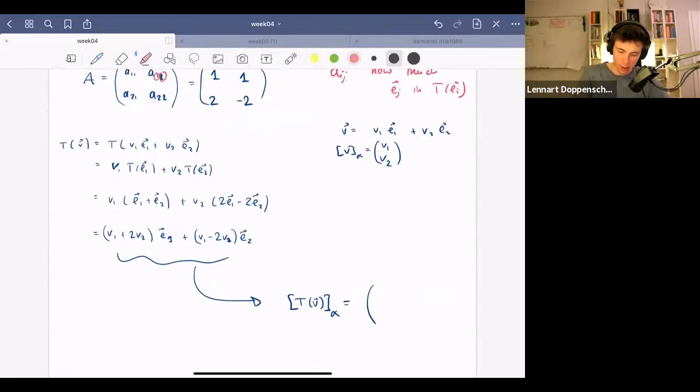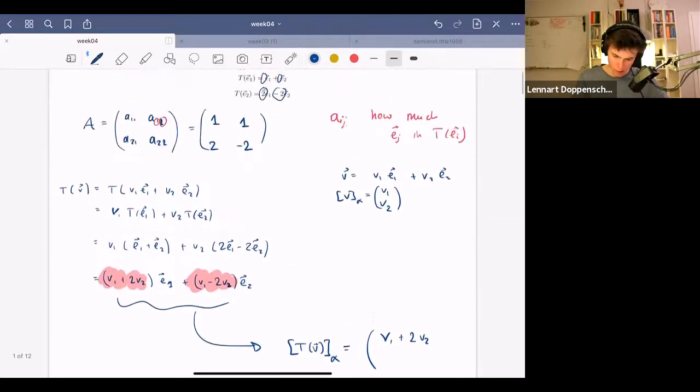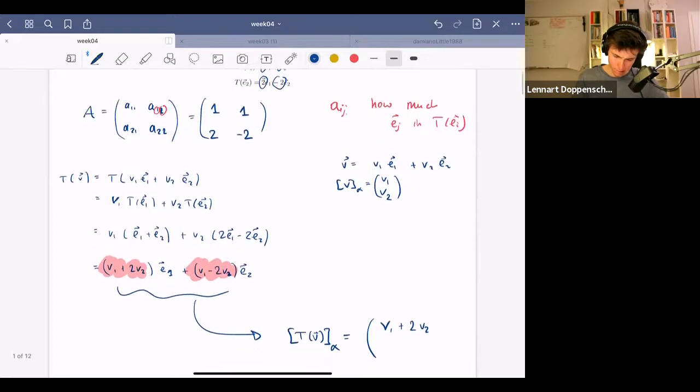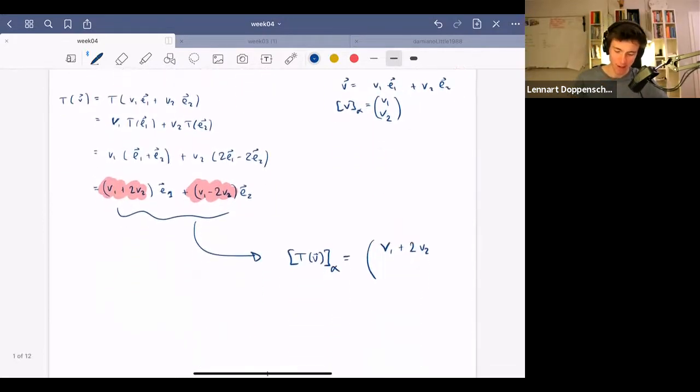Well, it is precisely just the coefficients in this combination in terms of the basis. So we have here V1 plus 2V2. Yeah, sorry. I just noticed that I set up this problem in the wrong way. But we'll see in a second why this is minus 2 V2.